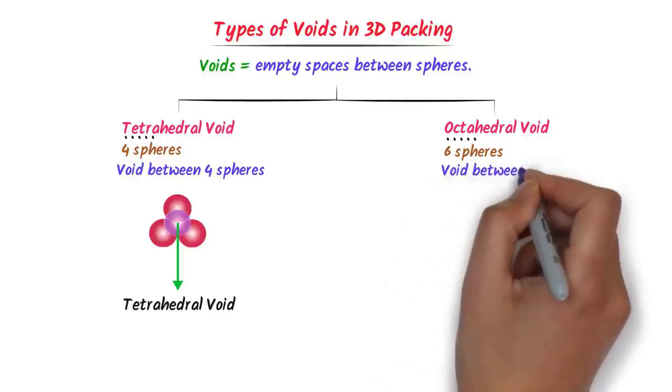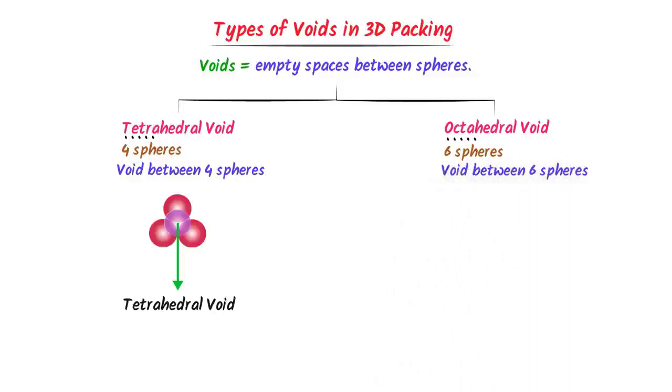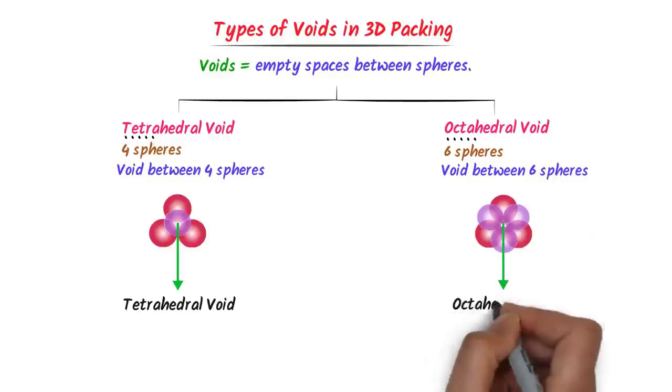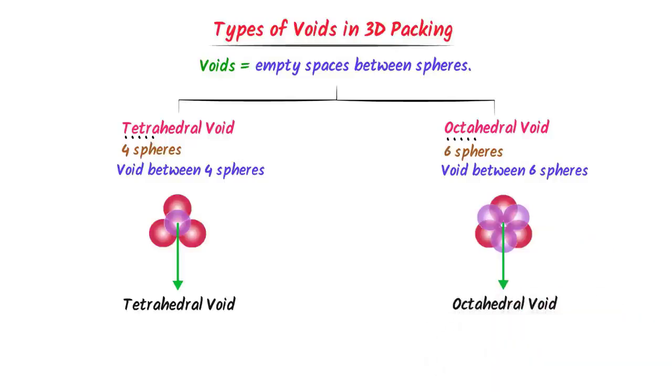Now the empty space or void among these 4 spheres is called a tetrahedral void. Secondly, the void formed among 6 spheres is called an octahedral void. For example, here these 3 spheres are present in the bottom layer and these 3 spheres are present in the top layer. Now this void among these 6 spheres is called an octahedral void. So remember that a tetrahedral void is formed among 4 spheres and an octahedral void is formed among 6 spheres.